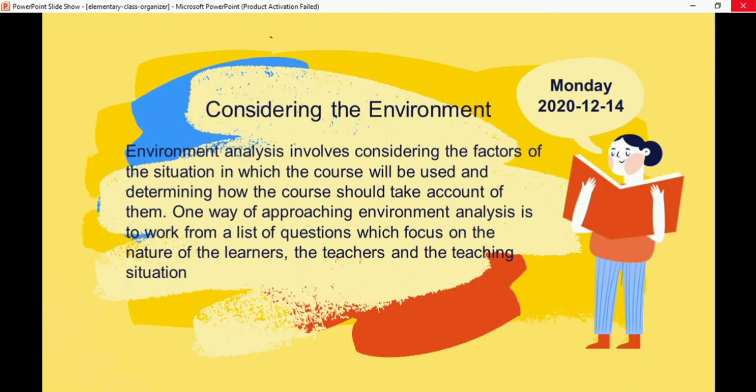Okay, next, considering the environment. Environment analysis involves considering the factors of the situation in which the course will be used and determining how the course should take account of them. One way of approaching environment analysis is to work from a list of questions which focus on the nature of the learners, the teacher, and the teaching situations.